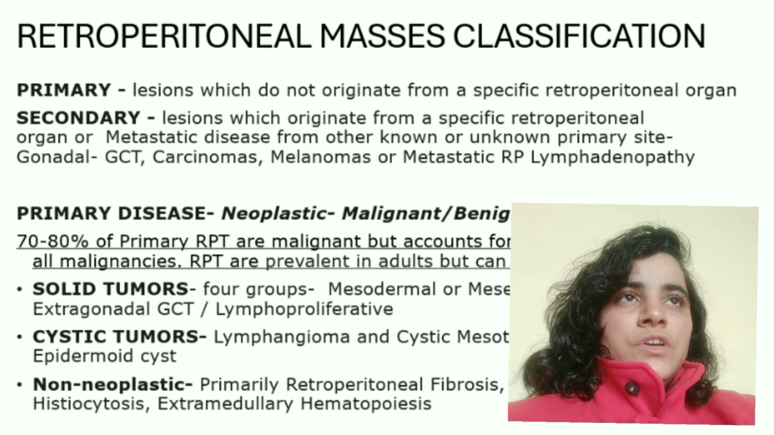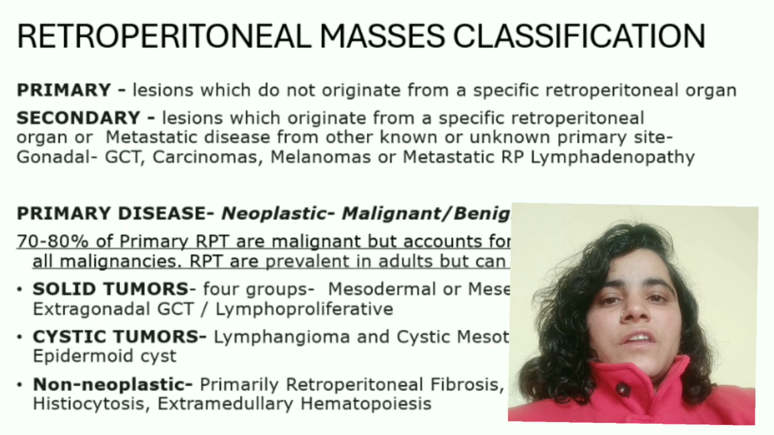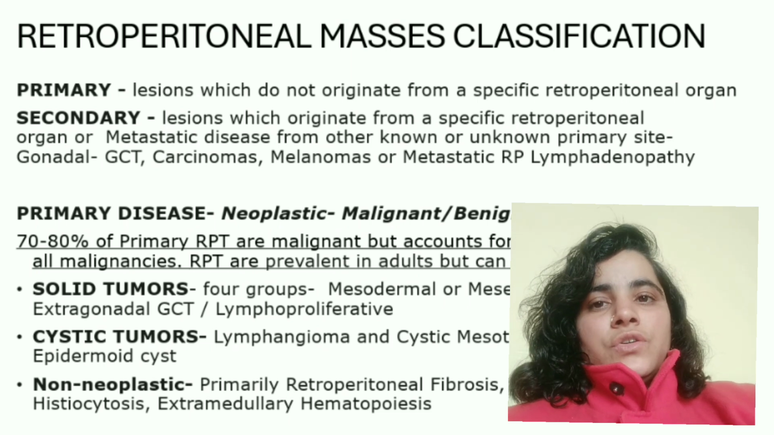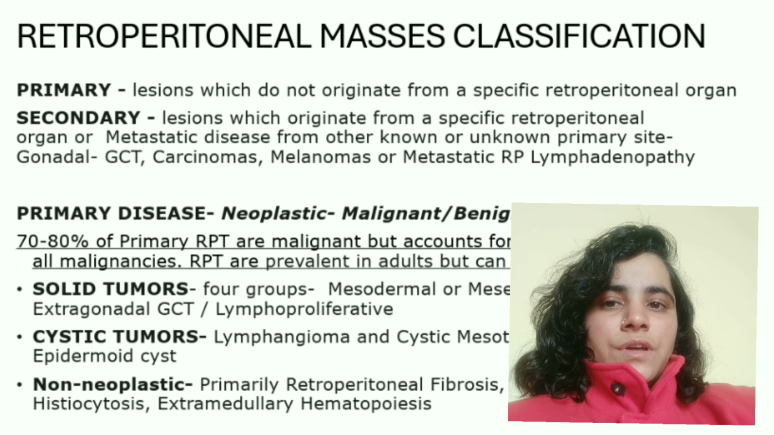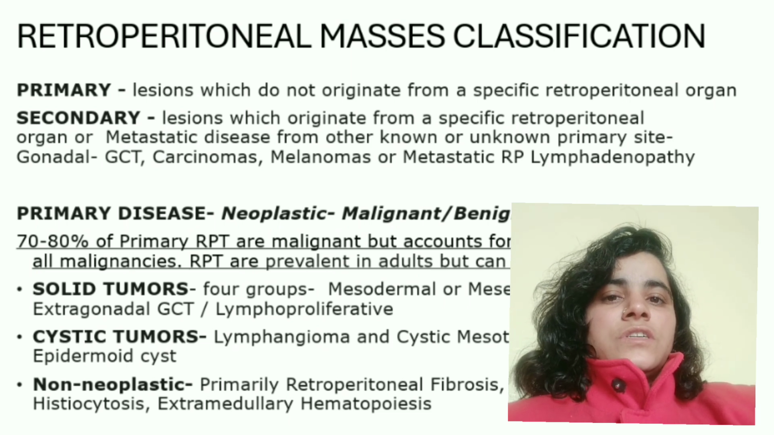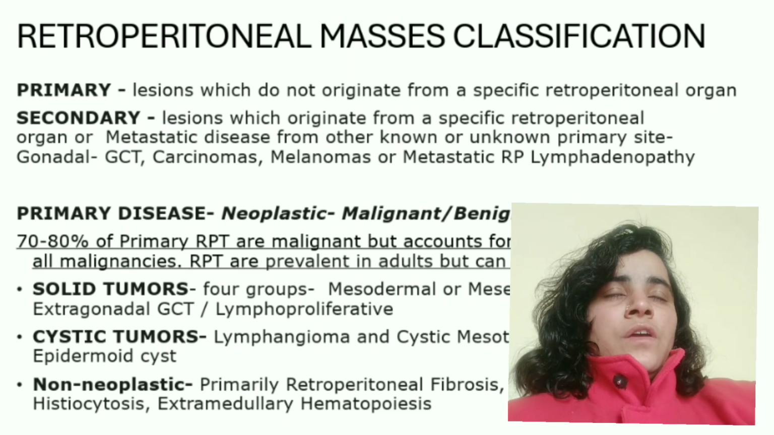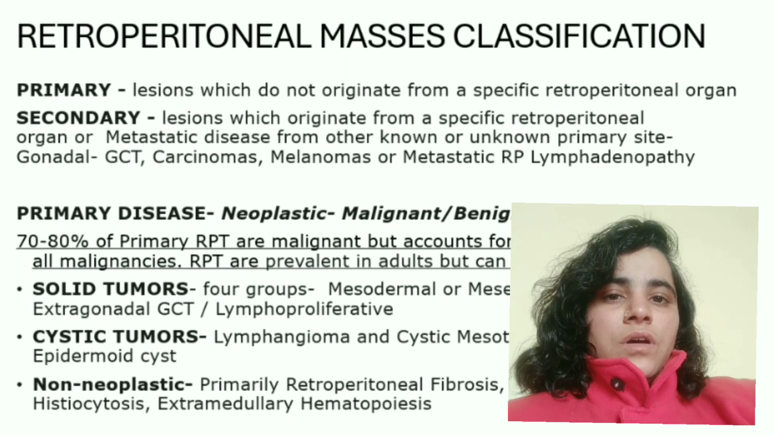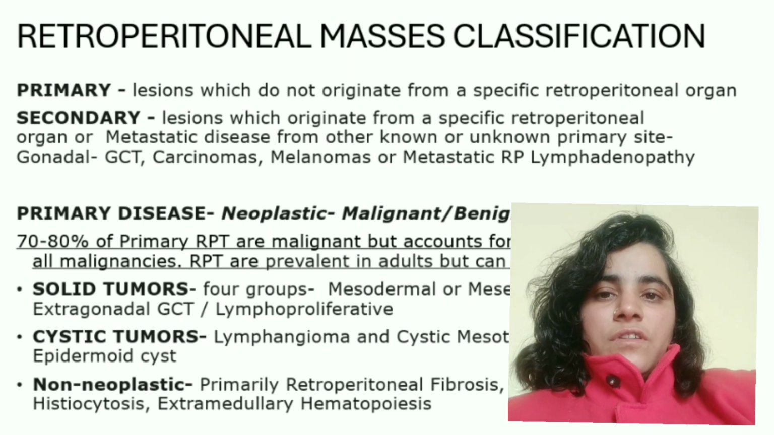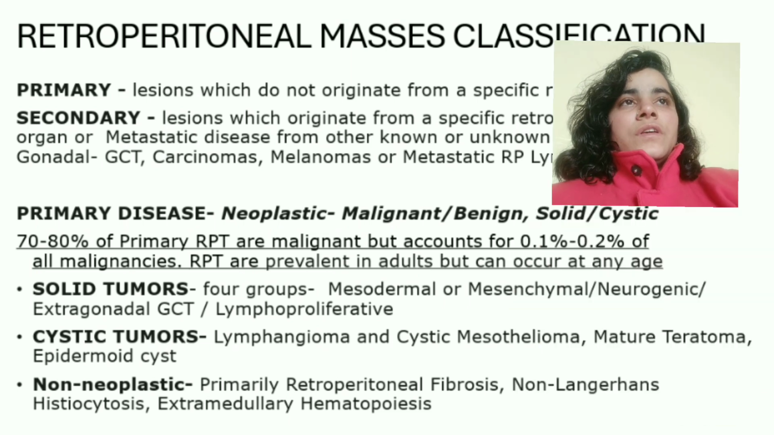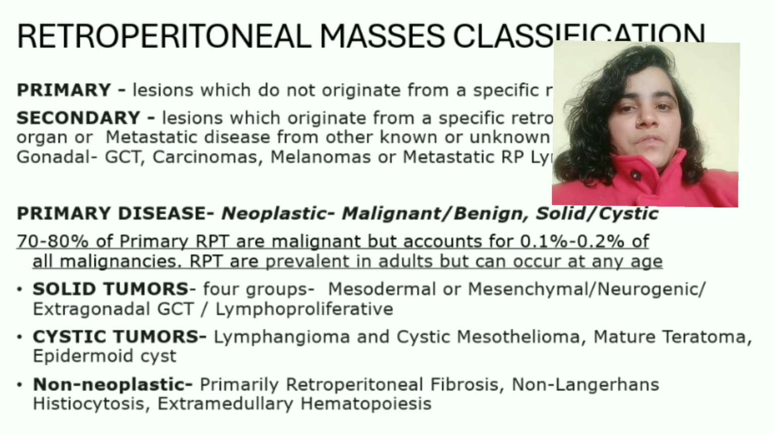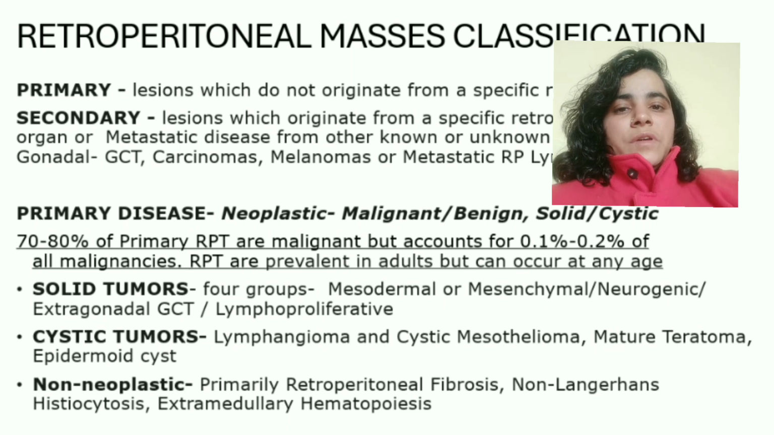So remember here that primary retroperitoneal masses are those which do not arise from a specific retroperitoneal organ. Secondary lesions are those which arise from a specific retroperitoneal organ, or are metastatic disease, or metastatic retroperitoneal lymphadenopathy. These come under secondary masses. So talking here about the retroperitoneal disease of primary origin, there may be neoplastic lesions which may be malignant or benign, and further these primary retroperitoneal masses are classified into solid and cystic.